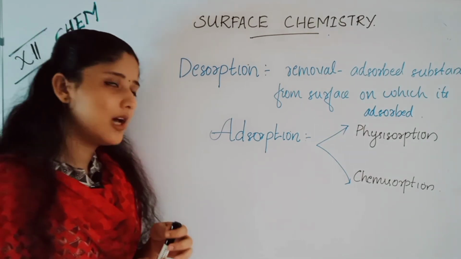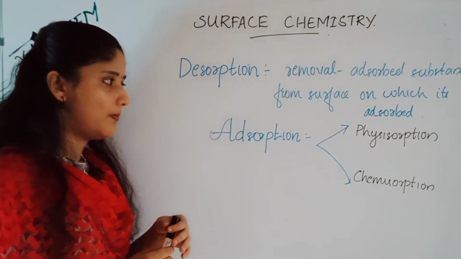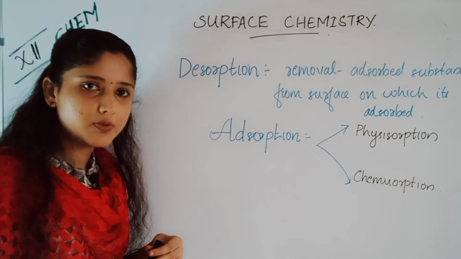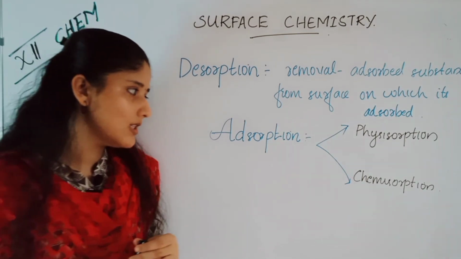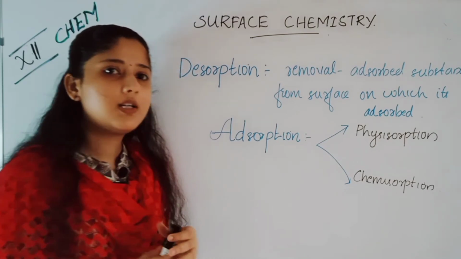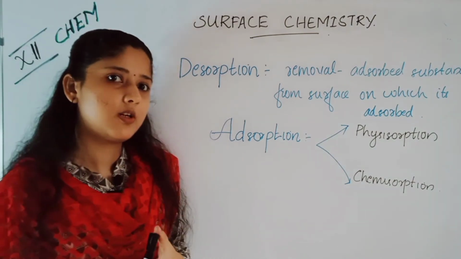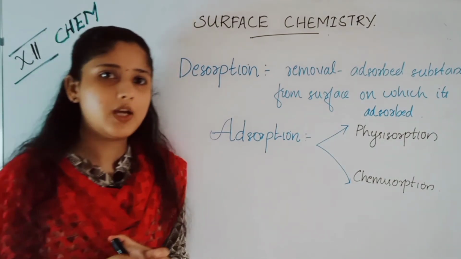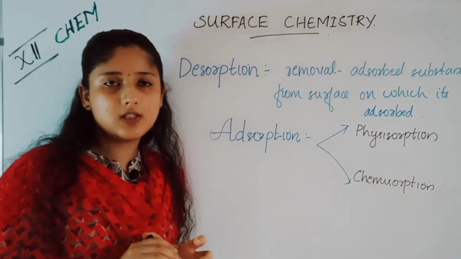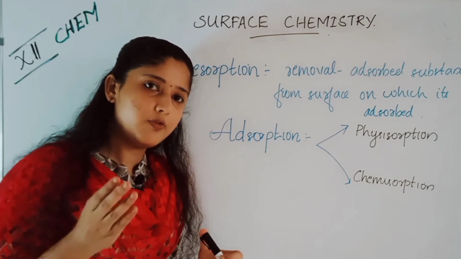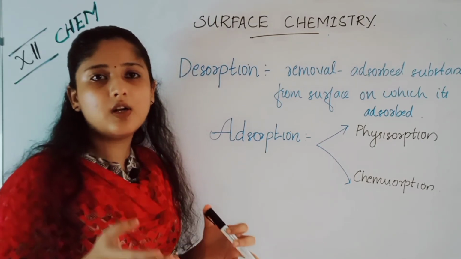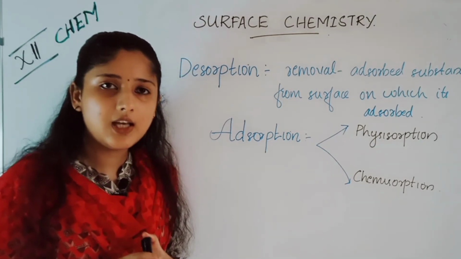Next are the two classifications of adsorption. One is physical adsorption called physisorption, and the other is chemical adsorption known as chemisorption. What is physical adsorption or physisorption? When the molecules of the adsorbate are adsorbed on the surface by means of physical forces or weak van der Waals forces, it is called physical adsorption.